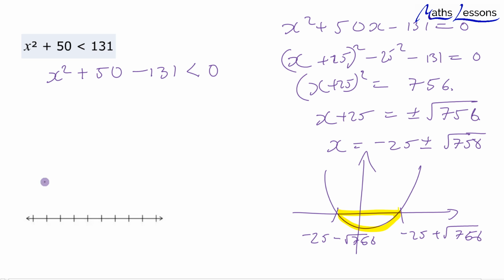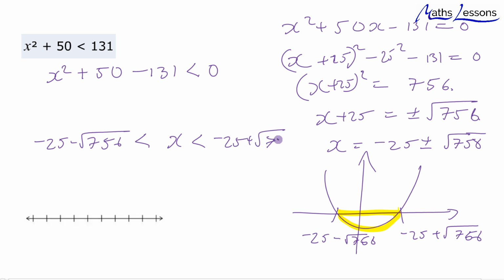So our solution is going to be minus 25 minus root 756, less than x, less than minus 25 plus root 756. Oh, sorry, well spotted somebody. No wonder it was so hard. I misread the question. I was doing it as if it's 50x. It would be a good lesson for you. Sorry about that.